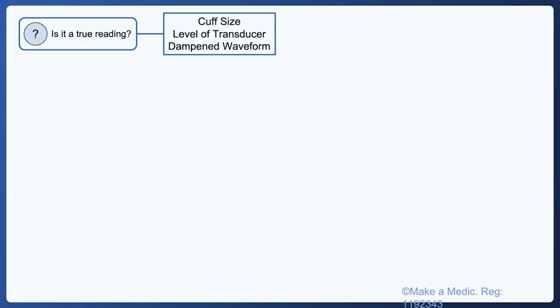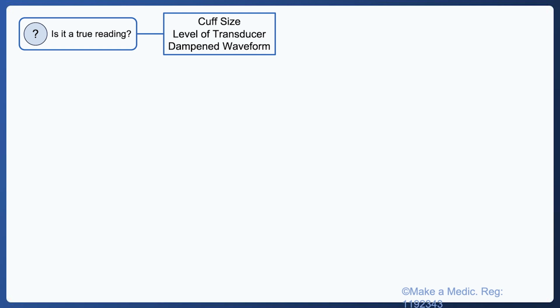First of all, if a patient is noted to be hypotensive, it's important to clarify whether it's a true reading. For non-invasive readings, you should ensure that the patient has an appropriately sized blood pressure cuff. If they have an arterial line in place, check that the transducer is roughly at the level of the patient's right atrium. If the arterial line waveform appears dampened, it might be suggestive of an issue with the arterial line apparatus itself.